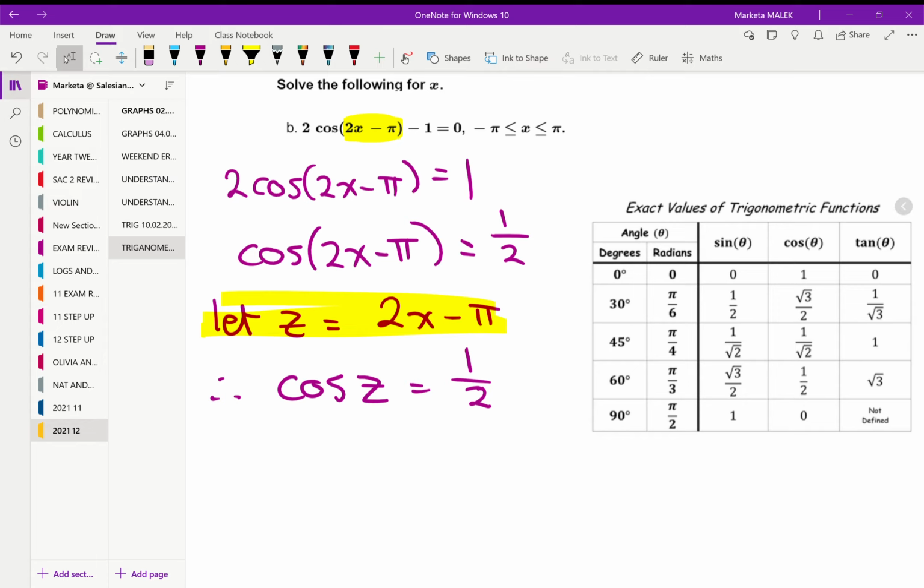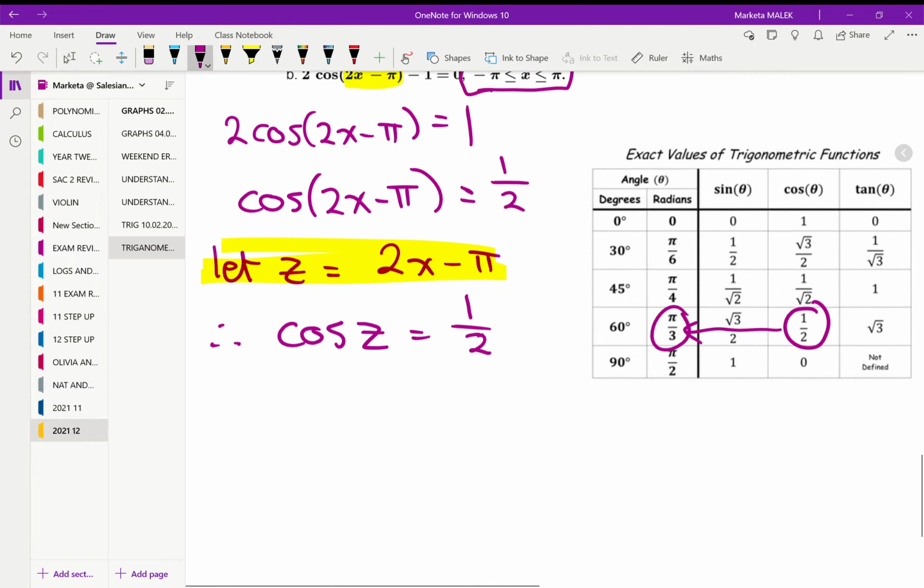Of course, there's the video which shows you how to derive the table of exact values. You might have a memorization technique that you use, but in any case, you're not going to be given that, so you need to actually know the table of exact values. So there's half in the cos column, and then we head on across here and we see that it's pi on 3. And again, we're using radians because we'll look at the domain. It's in radians.